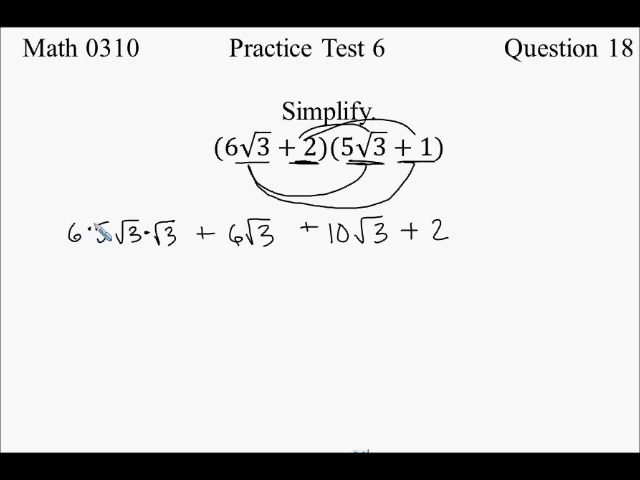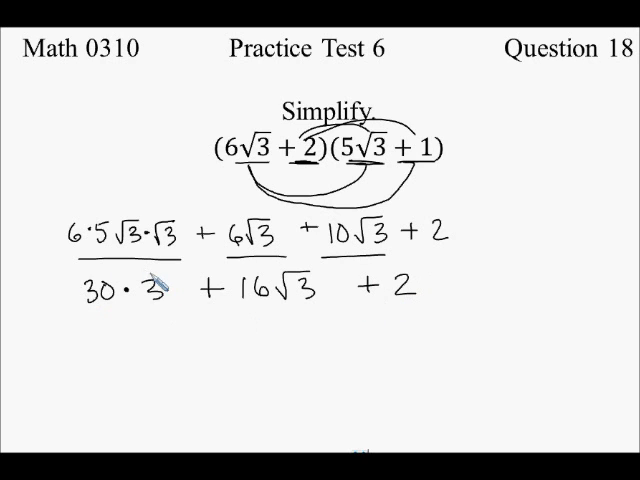Okay, so now let's simplify this first term up here. 6 times 5 is going to give us 30 times, and square root 3 times square root 3 is just going to give us 3. Okay, and now if we notice here we have matching radicals, so these are like terms. We can add these together. We have 6 square root 3s plus 10 square root 3s. That's going to give us a total of 16 square root 3s. And plus 2.